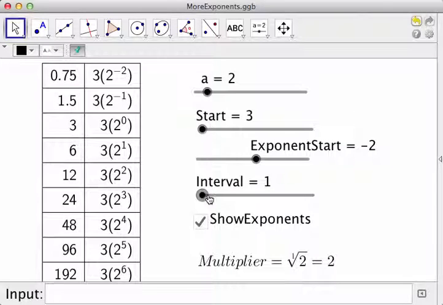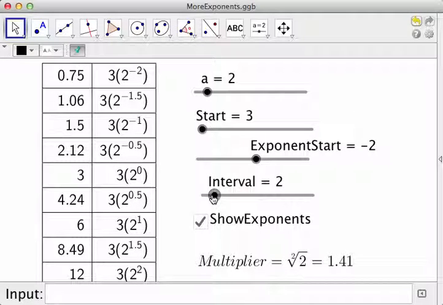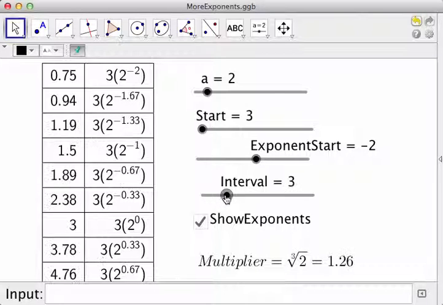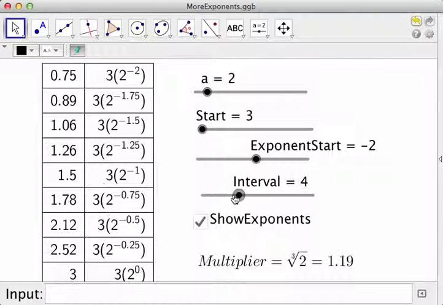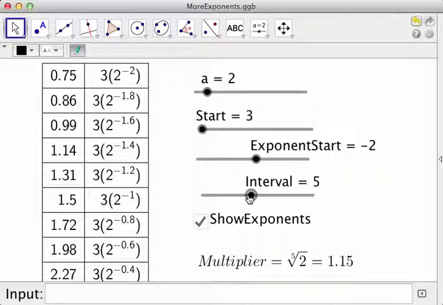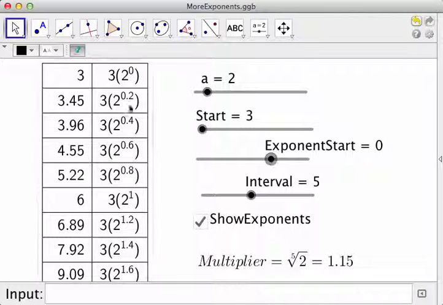Now notice with the interval what we're doing, we're just breaking the intervals into smaller steps. Half, third, quarter, fifth, etc. Notice now the multiplier, it takes now a total of 1, 2, 3, 4, 5 steps to double our value from 3 to 6. What we're multiplying by each time then is the fifth root of 2, 2 to 1/5, and that has a value of approximately 1.15.